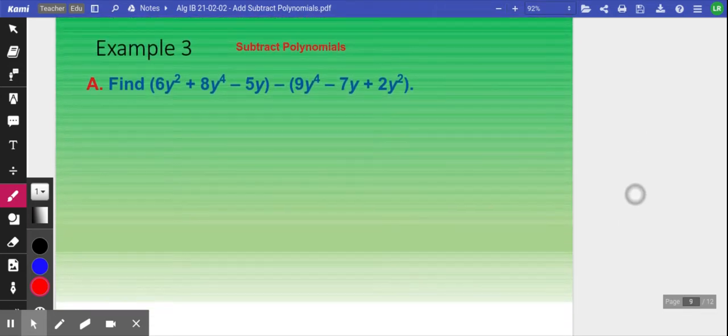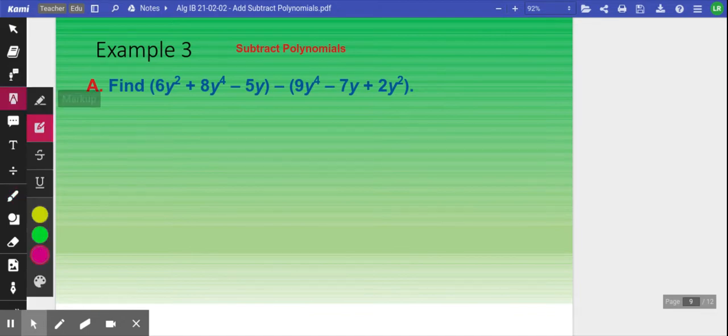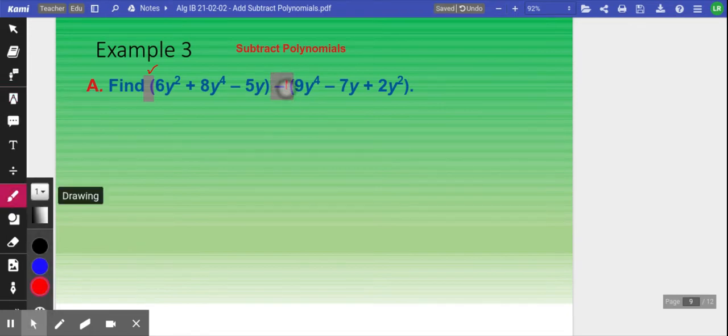So let's look at this first problem. We have the trinomial 6y squared plus 8y to the fourth minus 5y, and we are subtracting another trinomial, 9y to the fourth minus 7y plus 2y squared. Check the parentheses first. +1, I'm done. Uh-oh, this is the first one here. We have a -1 in front here, so I can't just be done. I actually have to distribute here.